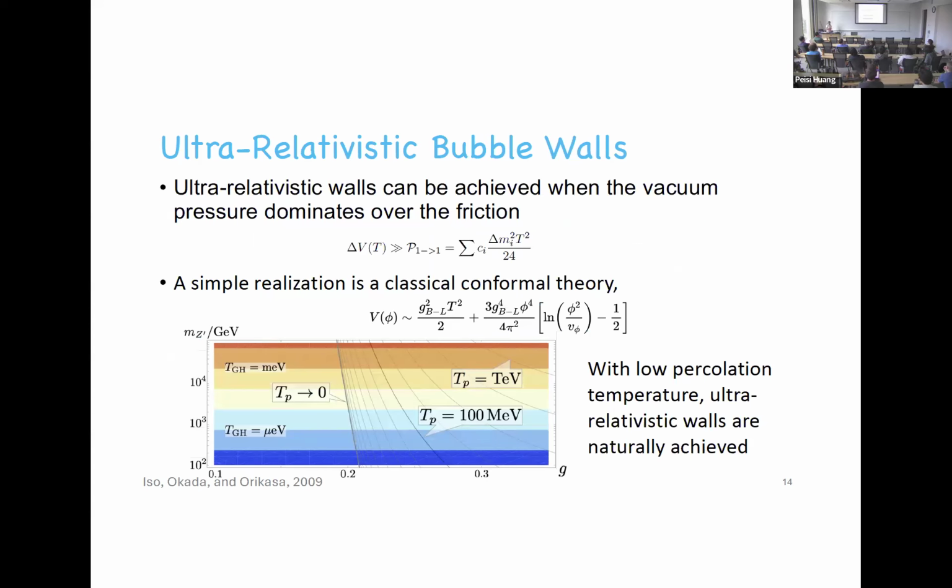So one example we can think of is simple U(1) B-L. Ultra-relativistic walls can be achieved when the vacuum pressure dominates over the friction. For the minimal U(1) B-L, the calculation also shows that even if the breaking scale is at 10 PeV, once I lower the gauge coupling, I can have a percolation temperature as low as the MeV scale. With a very low percolation temperature, this condition can be easily satisfied, and therefore I expect ultra-relativistic bubble walls from this simple case. So in your scenario, are you gauging U(1) B-L? Yes. Well, then Y must be a B-L carrying complex scalar, right? I think Y must be a B-L carrying complex scalar.